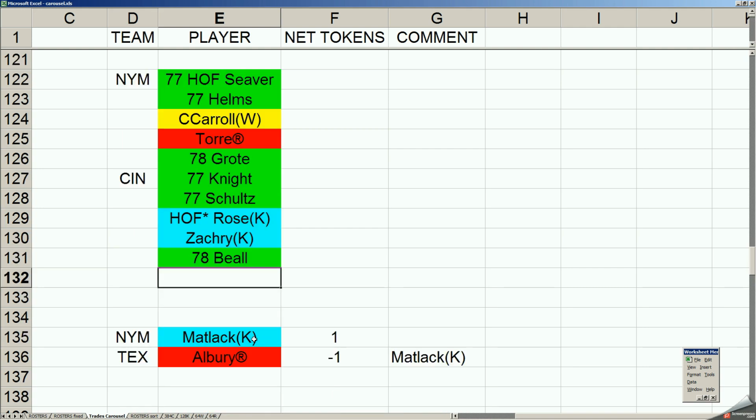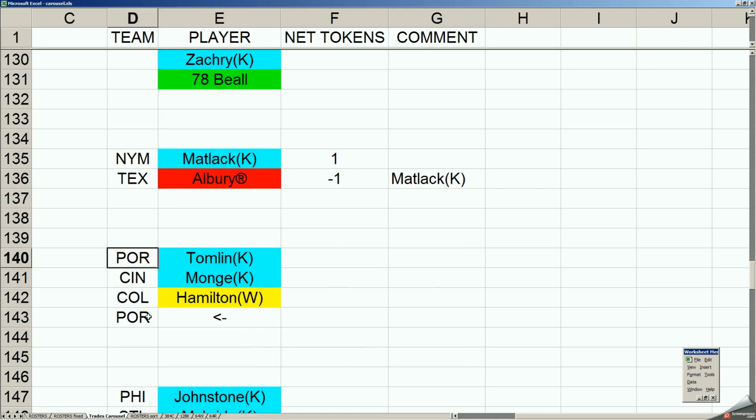All right, now they're thinking about a token. And so the Mets are going to send John Matlack to the Rangers for retired Vic Albury. And the Mets, that's because Matlack's next great year is 1978, and it's with the Rangers. He's no longer good with the Mets anymore. So he gets them to the Rangers, and the Rangers have to pay a token for that, and that's what the Mets wanted, a draft token.